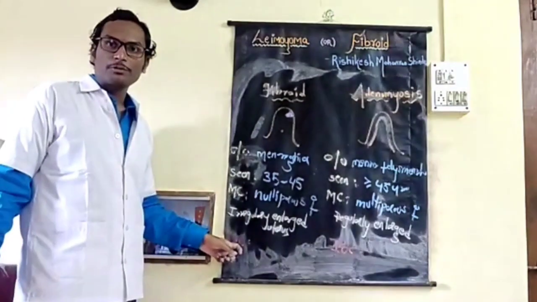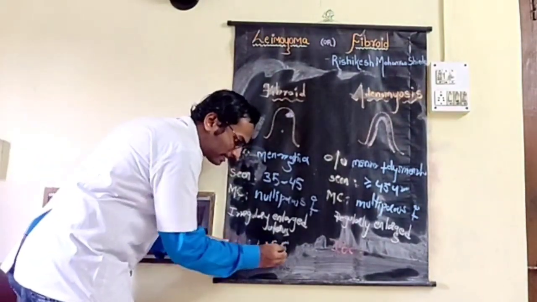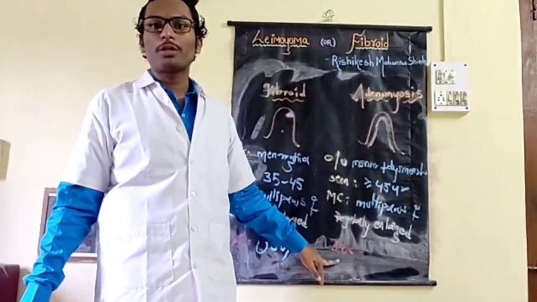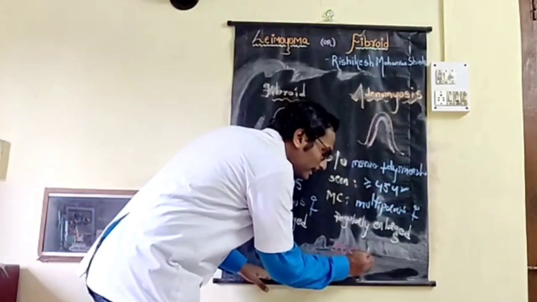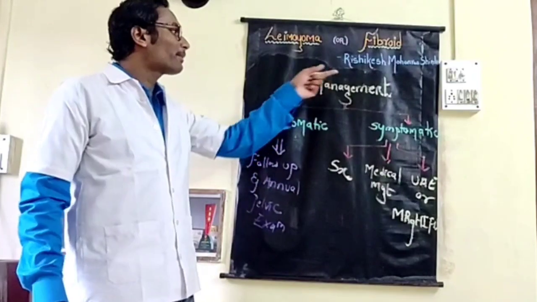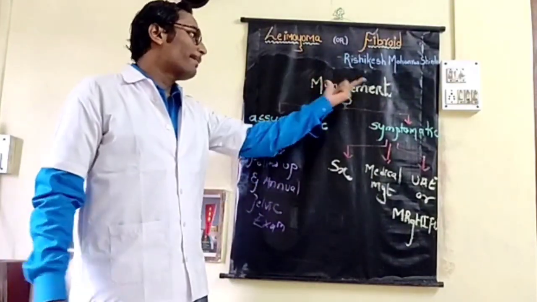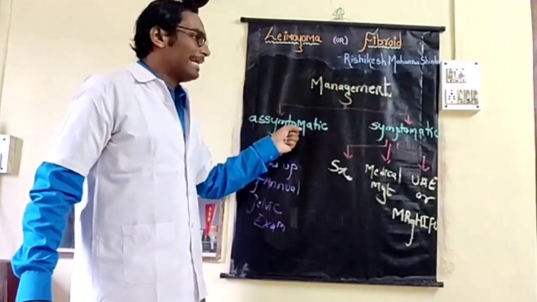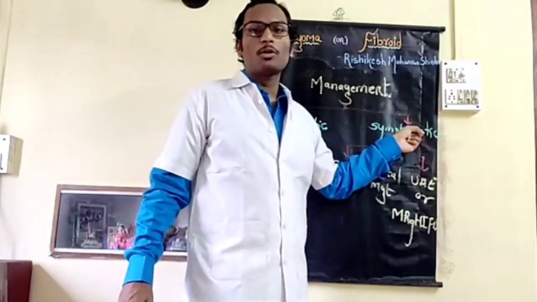What is the investigation of choice in fibroid? We studied it is the ultrasound. And what is the investigation of choice in adenomyosis? It is MRI. Now, talking about the management of fibroid. Management is broadly divided into asymptomatic management and symptomatic management.